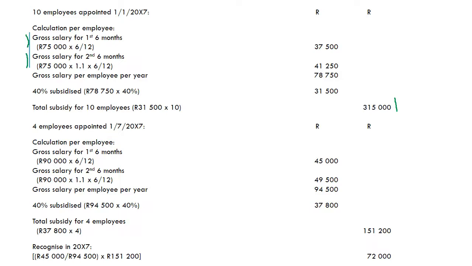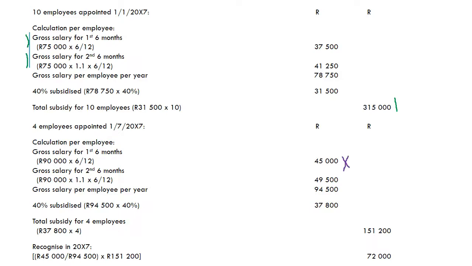Let's look at the next 4, which is a bit different than the first 10 we did. They have a gross salary of 90,000, which we take to 6 months. We increase that by the 10%. Times that by 40% to get the subsidy, and times 4 to get the total subsidy. So this is the total subsidy. But how much of the expense for this subsidy was recognized in this year?